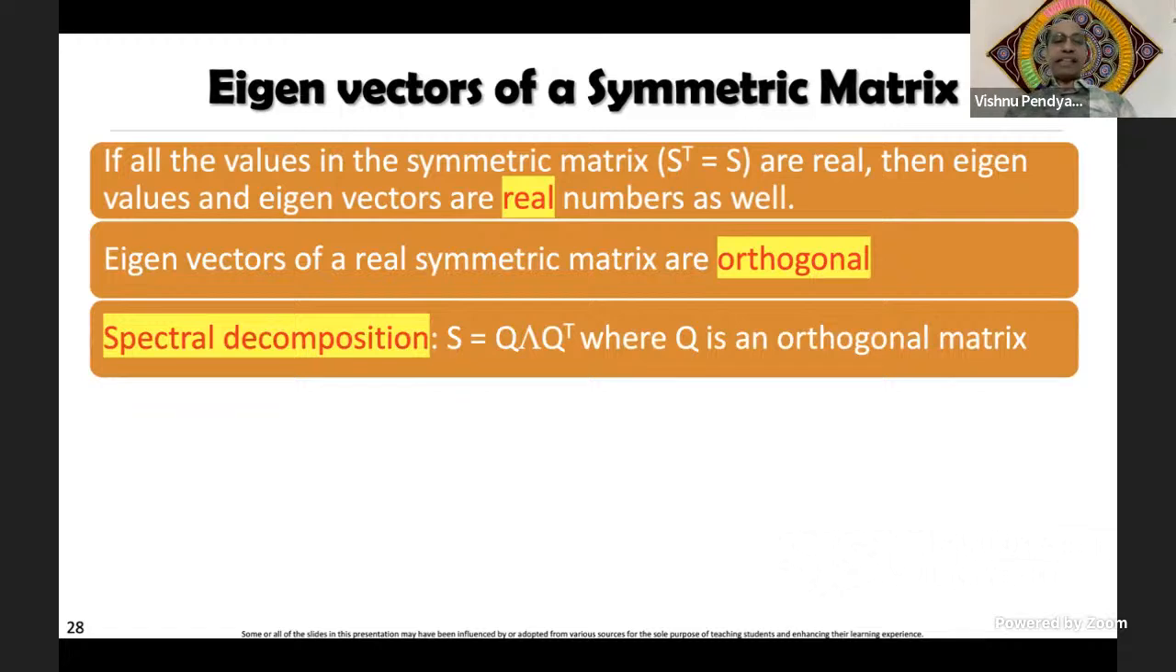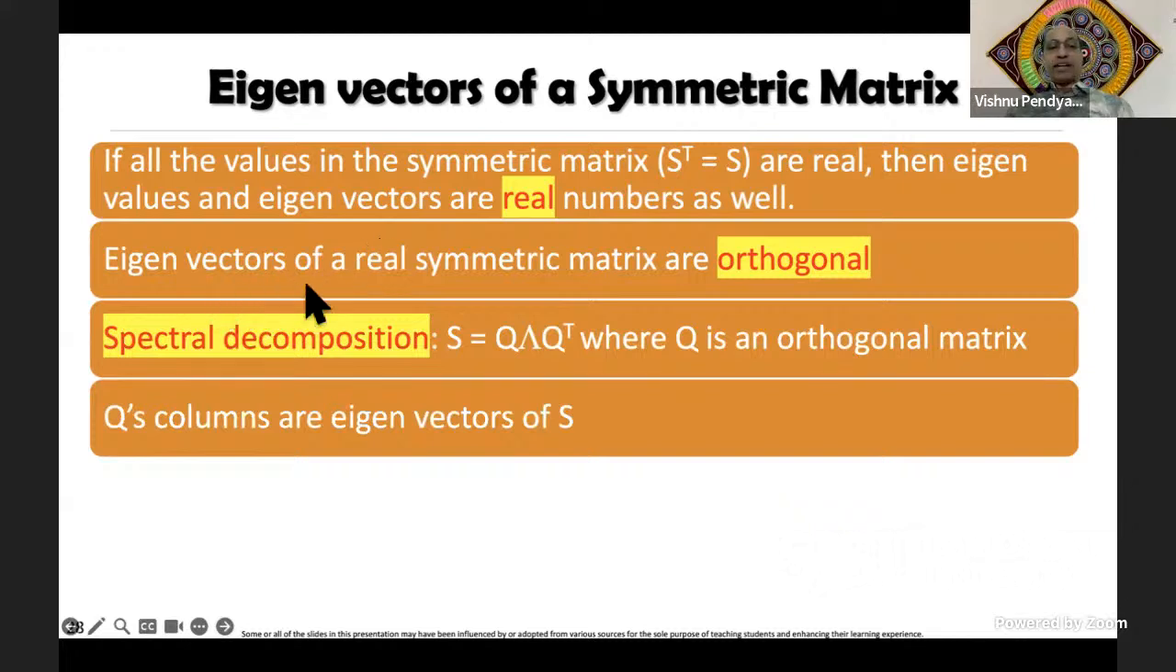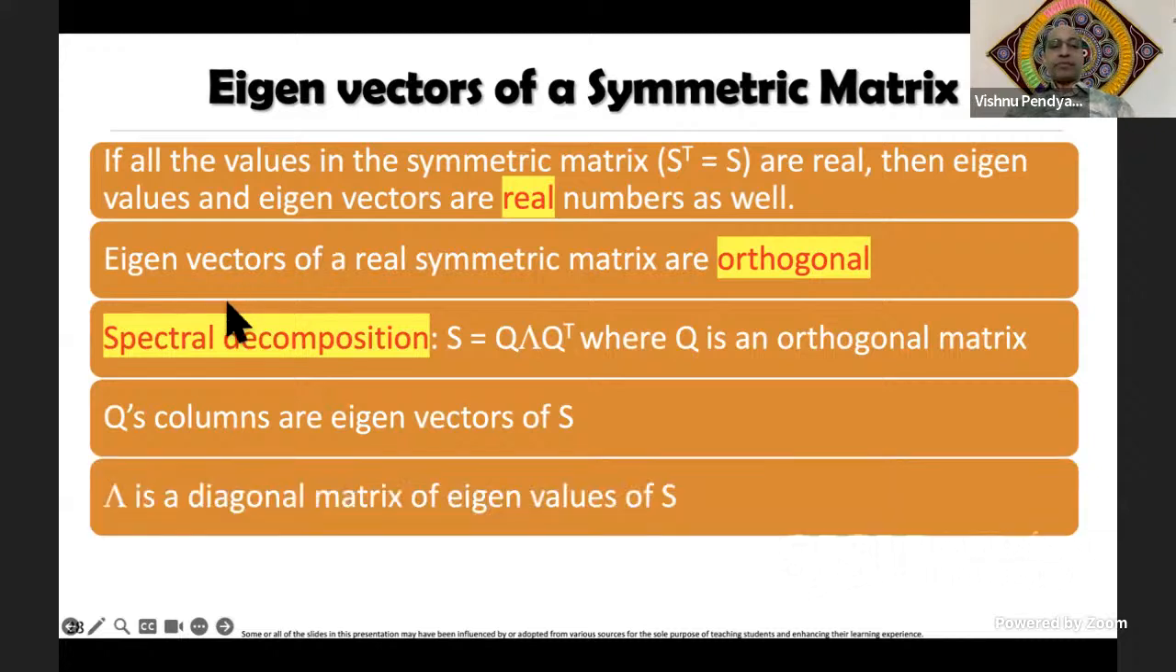And then spectral decomposition. A matrix S which is symmetric can be decomposed into three matrices: Q, capital lambda, times Q transpose, where Q is the orthogonal matrix. Q's columns are eigenvectors of S. So you find the eigenvectors, put them in Q, take its transpose, multiply Q lambda Q transpose, and you get back S. Lambda is a diagonal matrix of eigenvalues of S. So lambda contains just the diagonal, and what is in the diagonal? The eigenvalues of S. That is called spectral decomposition or eigen decomposition. You can compute the eigenvectors and write the symmetric matrix S as Q times lambda times Q transpose.